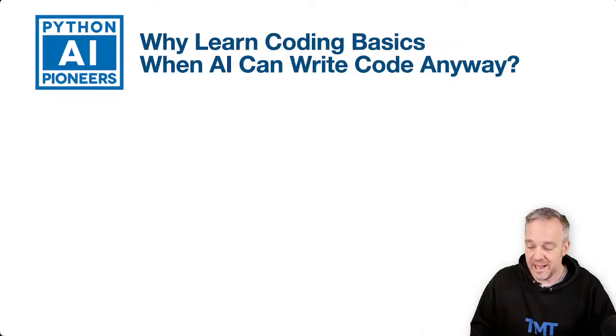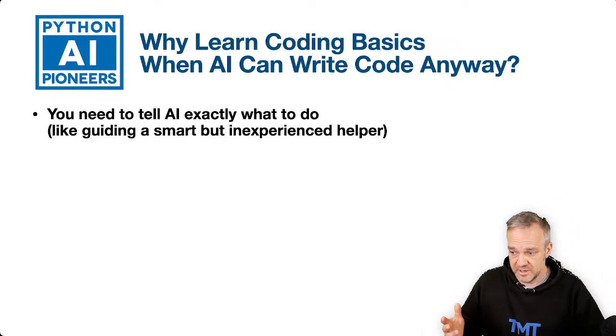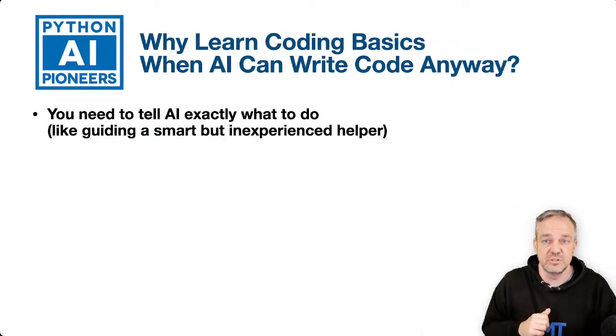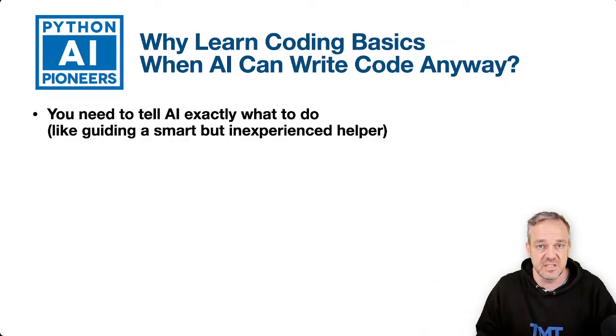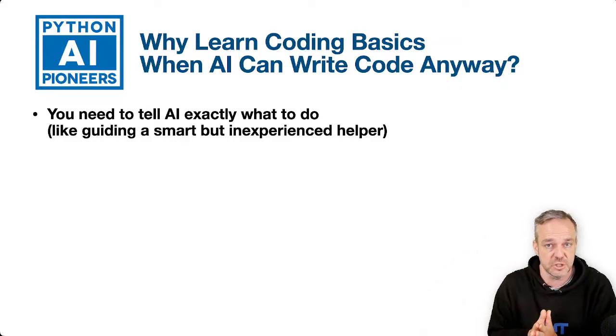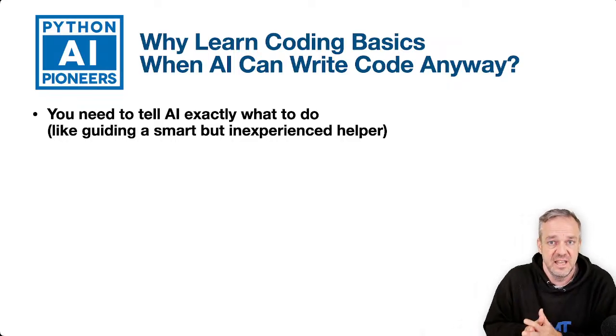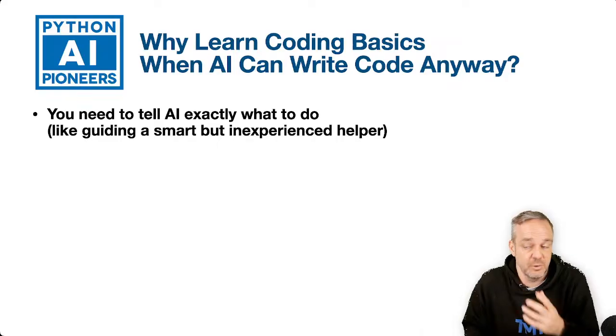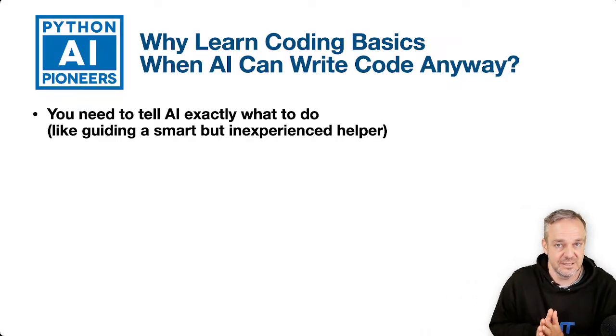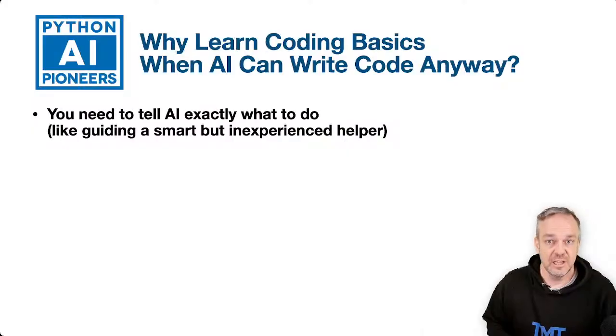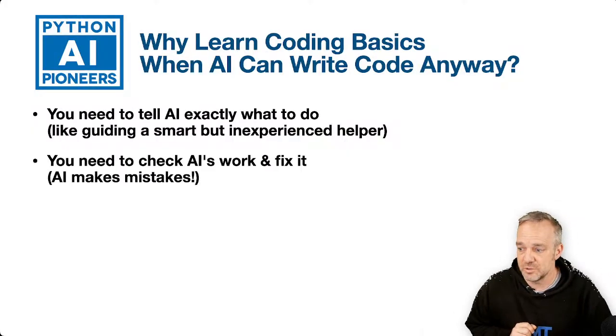First of all, AI needs instructions. You need to tell AI exactly what to do. It's like guiding a smart but inexperienced helper. It's like a super smart chef in the kitchen. If you don't know anything about cooking or anything about ingredients, it's really hard to tell the chef exactly what amazing dish you want them to create. Understanding Python basics helps you give the AI precise instructions to get the results that you really want, not what AI thinks you want.